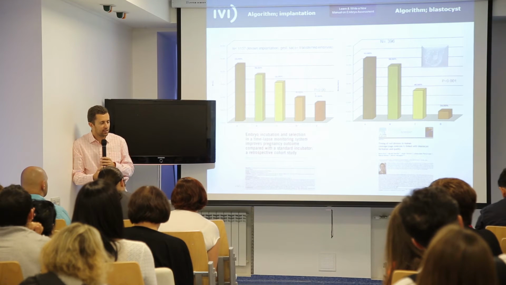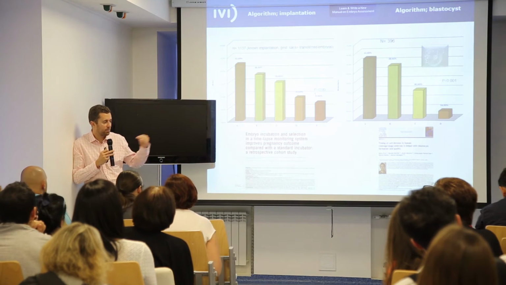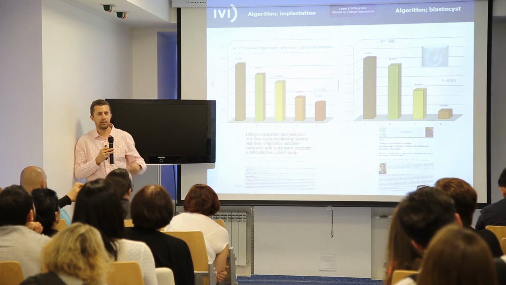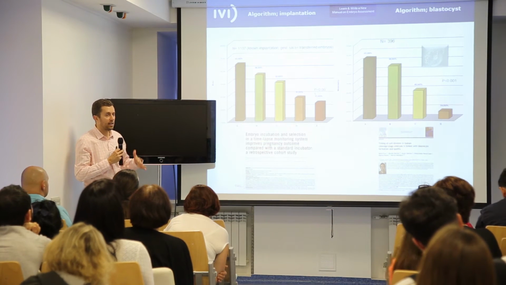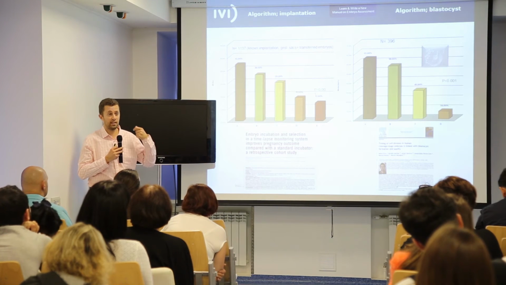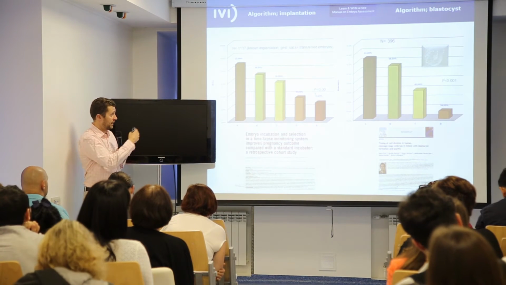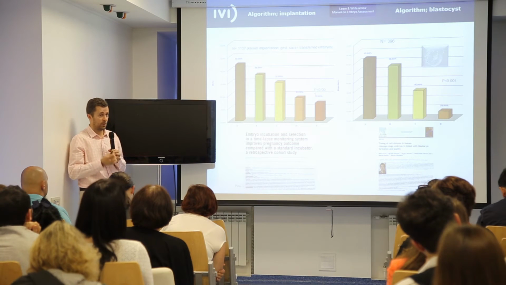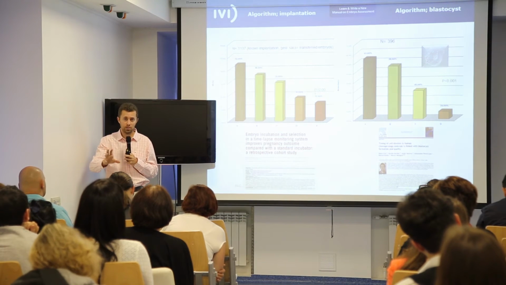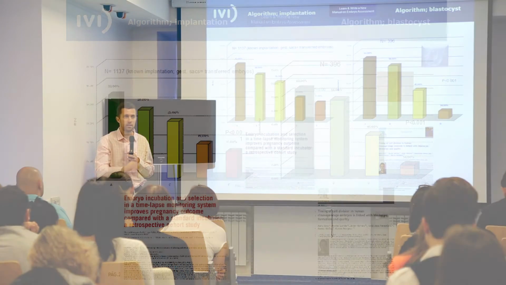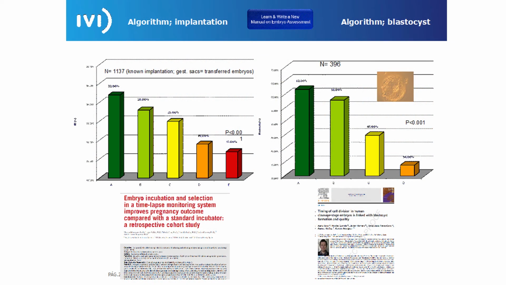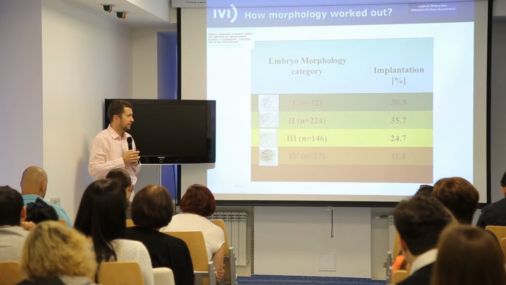With the morphokinetics categorization in our clinic, by retrospective studies, we reached the point that categories were related with implantation, with large data sets of analysis, and also were related with blastocyst morphology, or final blastocyst formation with good morphology. Which means that this way of categorization, using timings and categorizing your embryos in 4 or 5 categories, was related with implantation potential and was related with blastocyst formation. And this is quite strong data because it was based on a large number of patient analyses.